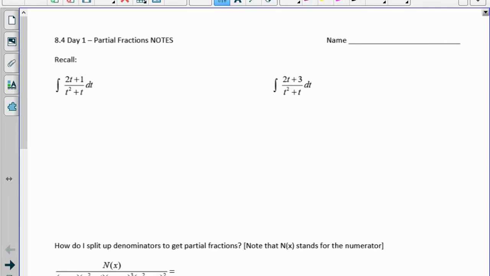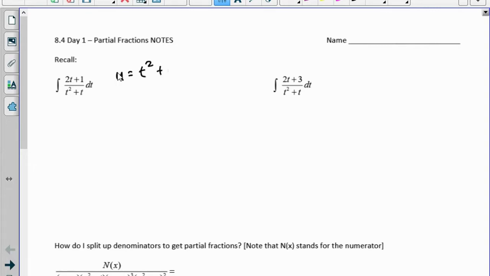Today we're going to talk about partial fractions. So let's recall a couple things from previous lessons. First, if we take the integral of 2t plus 1 over t squared plus t, the first thing we would probably think about is, can we do a U-substitution? And the answer is yes, we can do a U-substitution here.